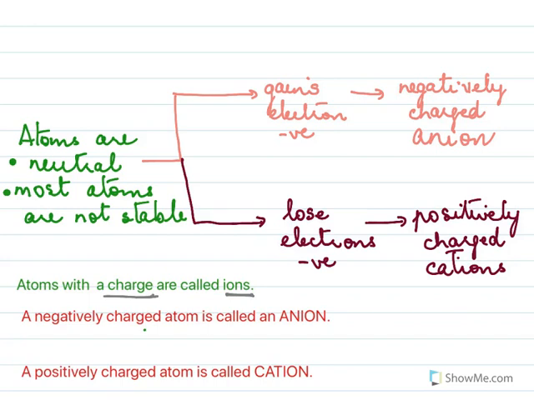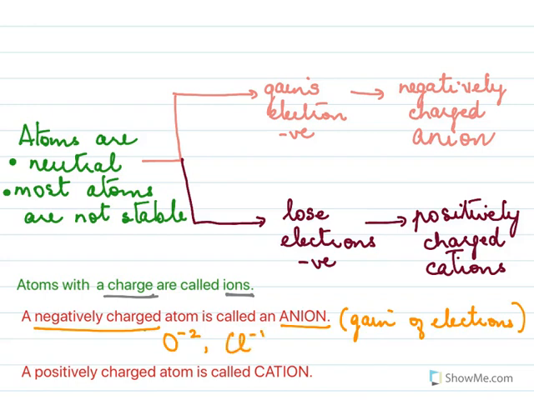Now the charge could be two types, positive or negative. A negatively charged atom is called an anion, and we already learned how an anion is formed. An anion is formed by gaining of electrons. An example of anions is oxygen. It has got -2. Then you have chloride ion, -1, iodide ion, -1.